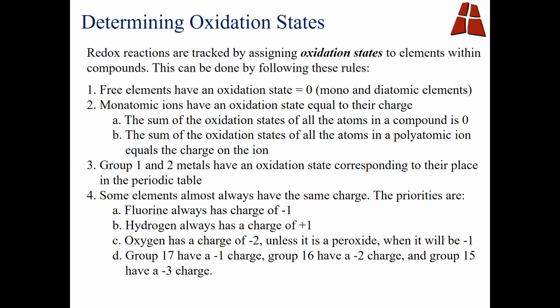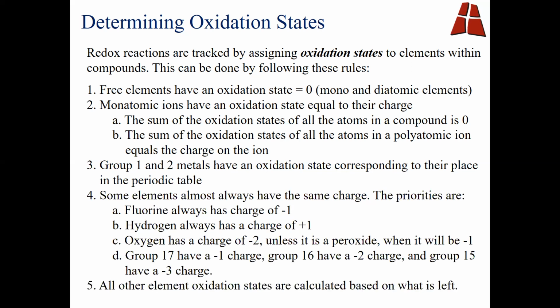Then group 17, starting with fluorine and then chlorine, bromine, iodine, have a -1 charge. Group 16, which is oxygen, sulfur, selenium, have a charge of 2-, and group 15, which is nitrogen, phosphorus, arsenic, have a charge of 3-. All other element oxidation states can be calculated from whatever is left over in order to fulfill the rule of equaling the sum of oxidation states for the compound.